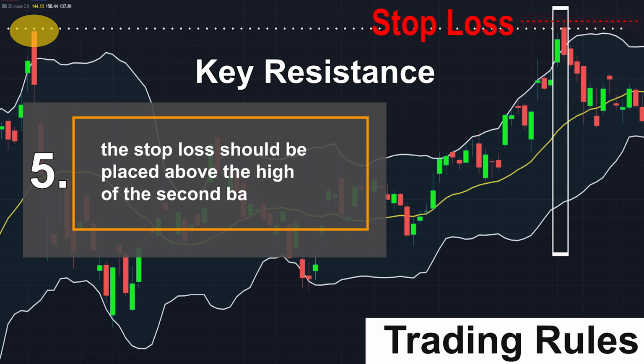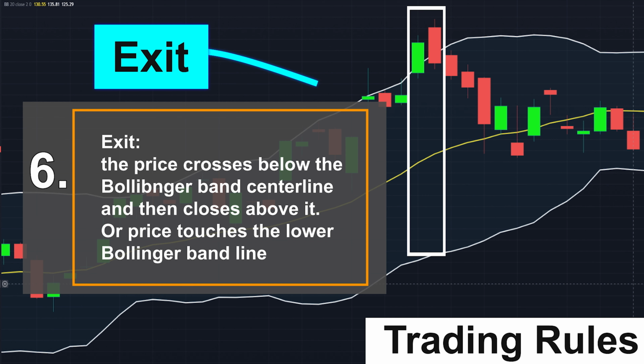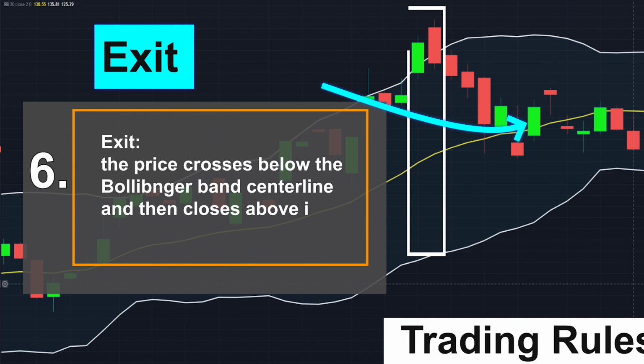Sixth, the exit will occur when one of these conditions is met. The price crosses below the Bollinger Band center line and then closes above it. Or the price touches the lower Bollinger Band line. Whichever condition occurs first will trigger the exit.